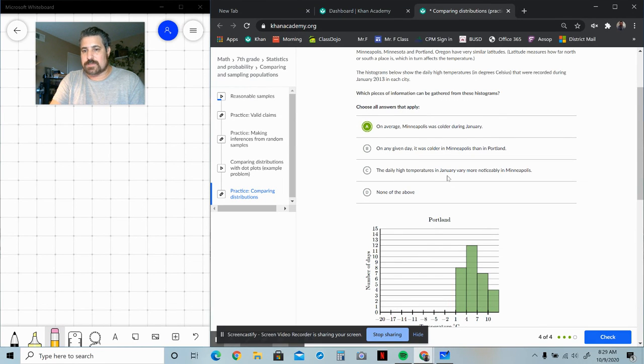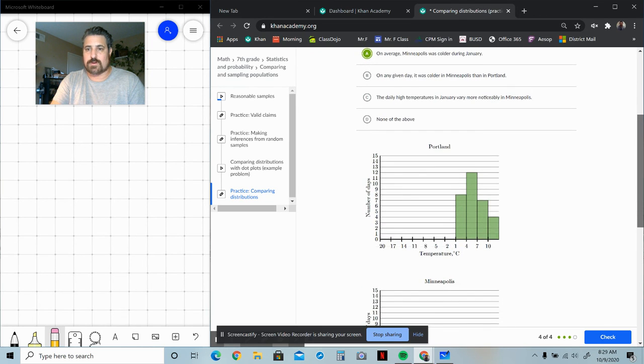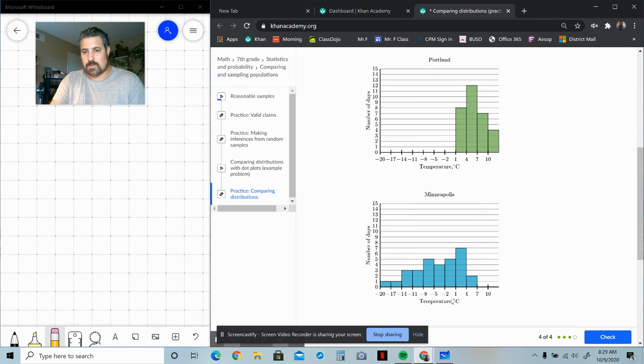The daily high temperatures in January vary more noticeably in Minneapolis. Well, that's true because there's a larger spread of the data. Take a look, it goes all the way from negative 20 to positive 7, right? That's a huge swing. Whereas when you look at the data in Portland, it's more consistent. It's from 1 to, probably 13 or something, right? So this is a smaller spread of data, and this is a larger spread of data. So it seems like Minneapolis is less consistent, it varies widely, whereas Portland's more consistent.